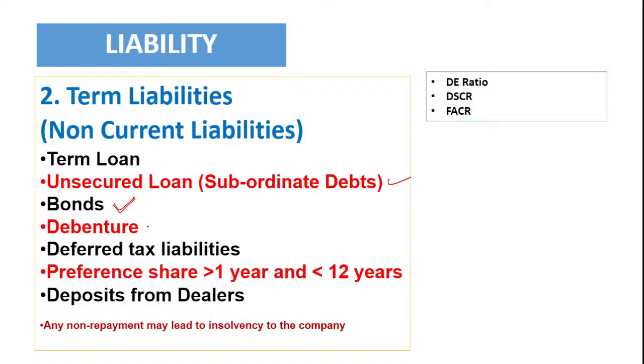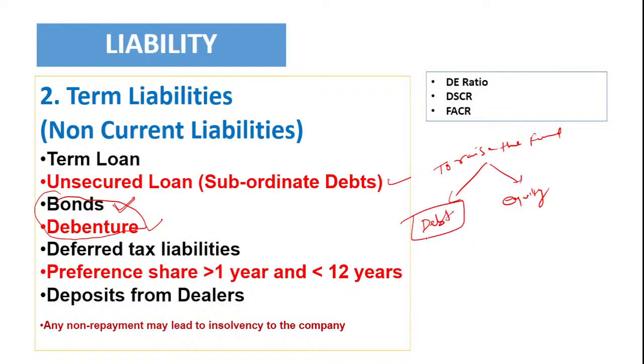So what are bonds and debentures? See, friends, any company has two choices to raise the funds. First is debt and second is equity. In the debt, the company has again another choice. They can raise the debt from a bank, okay? Then they can raise the debt from the market. To raise the fund from the market, the company can raise either through bonds or through debentures.